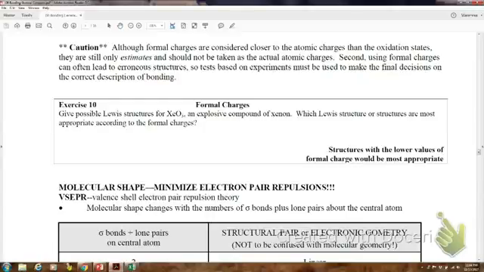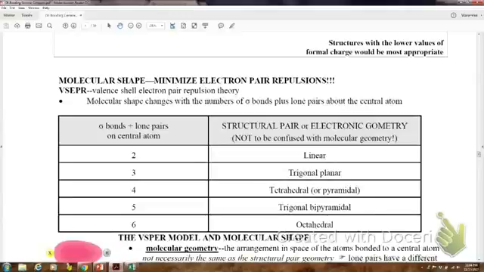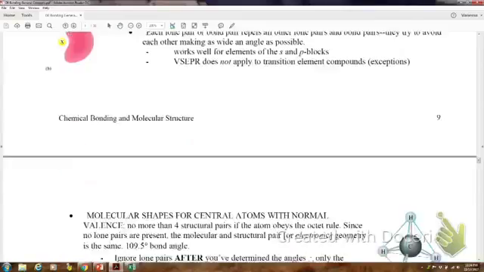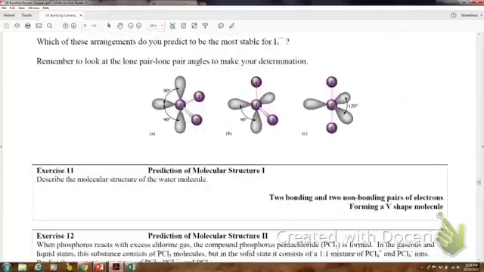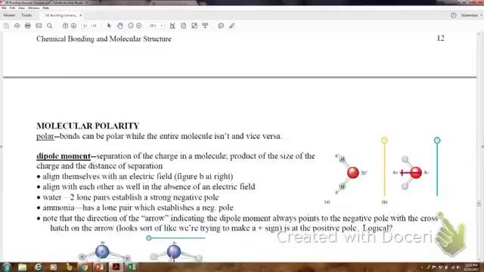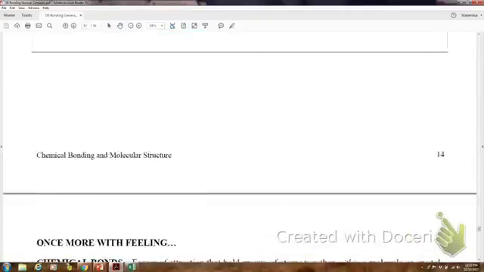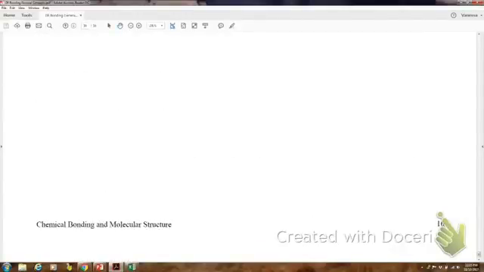All right, so let's move on now. It'll be faster if we move over here. Where did we end? Draw the Lewis structure. That's where we ended, wasn't it? So I'm going to have to stop it here because it's a different set of notes I need to open.